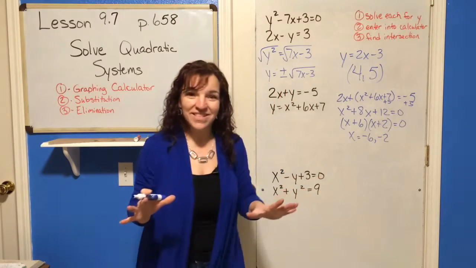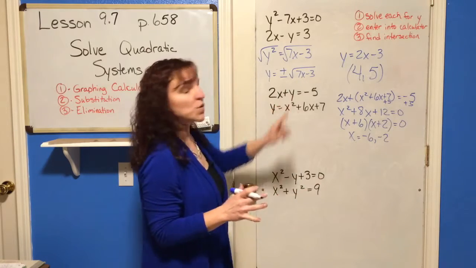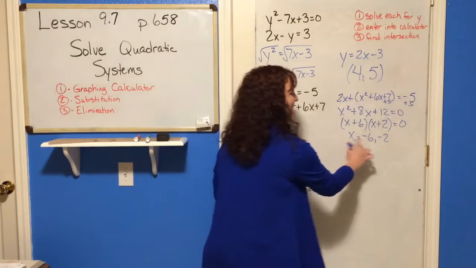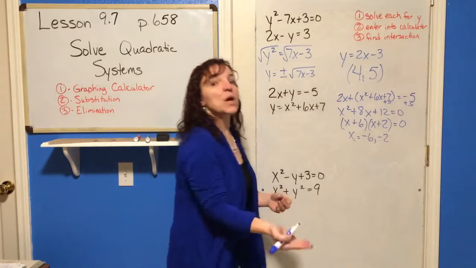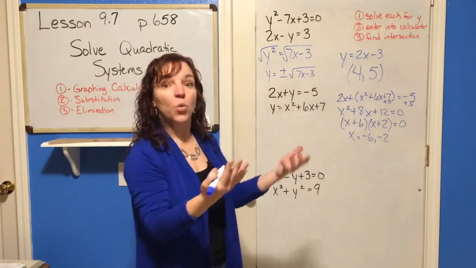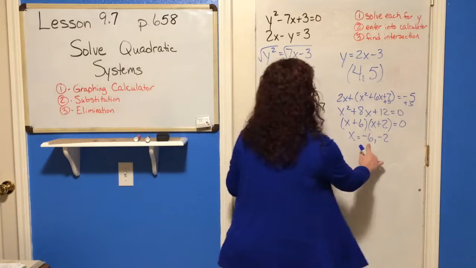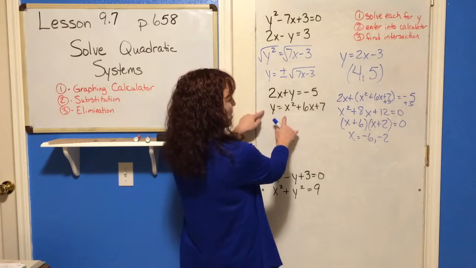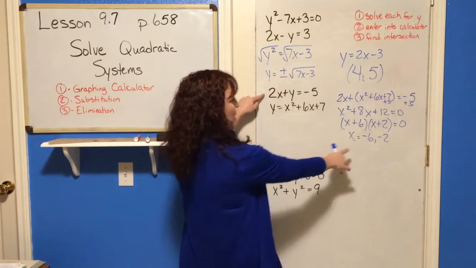But I'm not finished because I don't just have x, I also have y. So here's the trick. You've got to put each of these x's back in to get a y to go with each one. So we're going to put in -6, and I would just go ahead and put it in this one because there's not a squared term, but if you want to put it into the other one, it should work fine. So go right ahead.